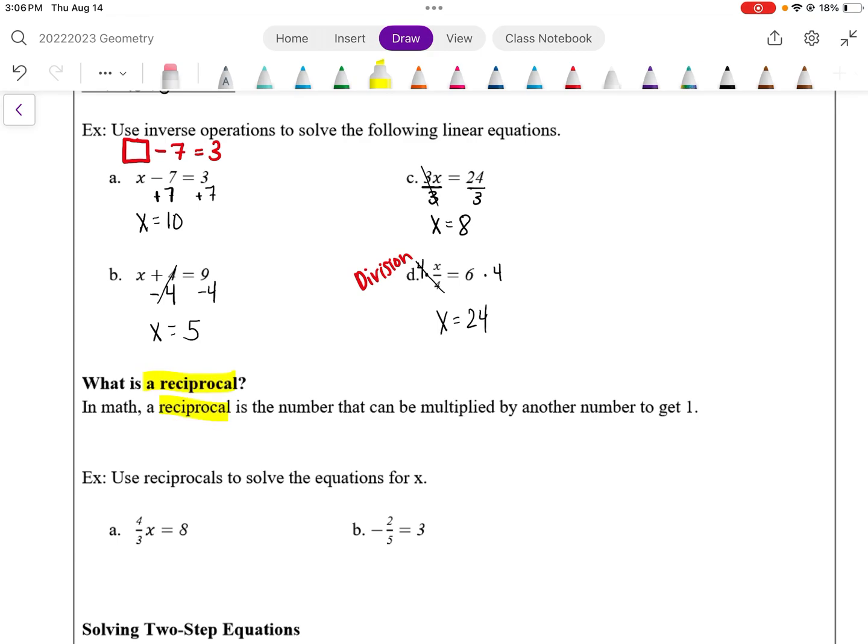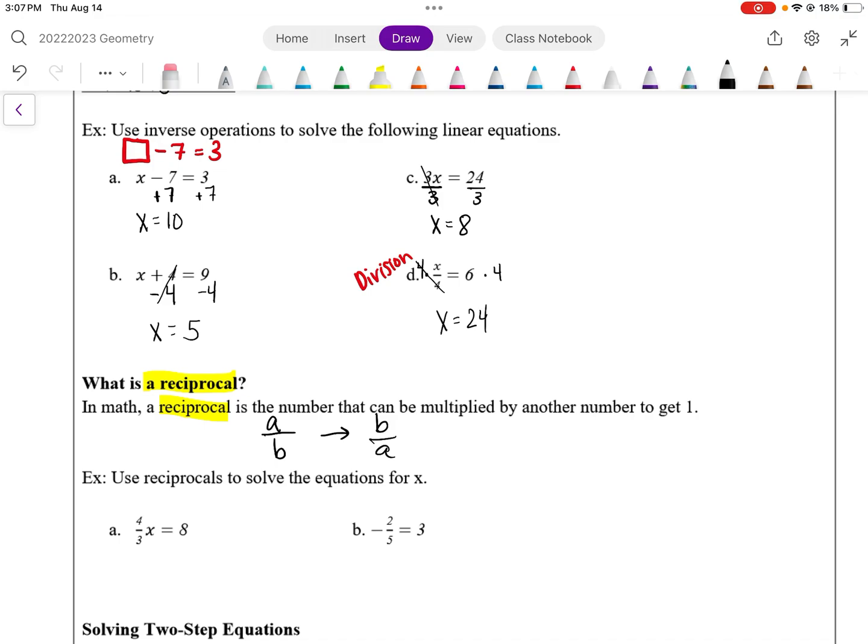All right, next let's talk about reciprocals. So this is an important word in math. A reciprocal is a number that can be multiplied by another to get 1. So in a way, we kind of used reciprocals on example C and example D above. A reciprocal is kind of like flipping a fraction. So if I have A over B, the reciprocal would be B over A. Basically, if I multiply those two together, I should get 1.